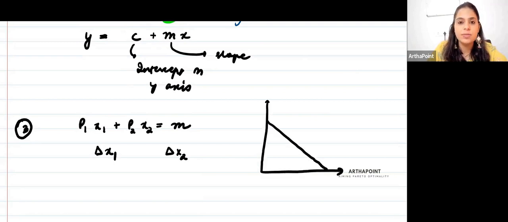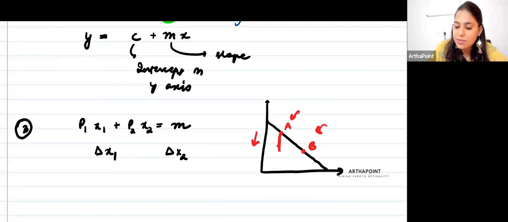Consider that this is my budget line. I have a point A here and a point B here. When I go from point A to point B, what am I doing? I am decreasing the amount of good 2. I am increasing the amount of good 1. So I am changing the amount of good 1 and changing the amount of good 2. I am keeping the prices the same. No change in price.